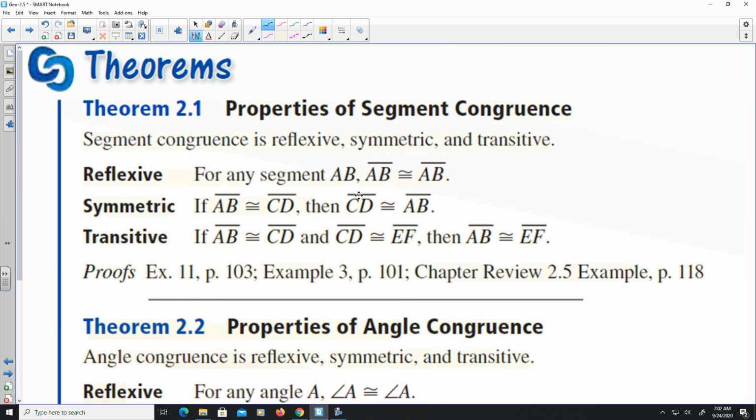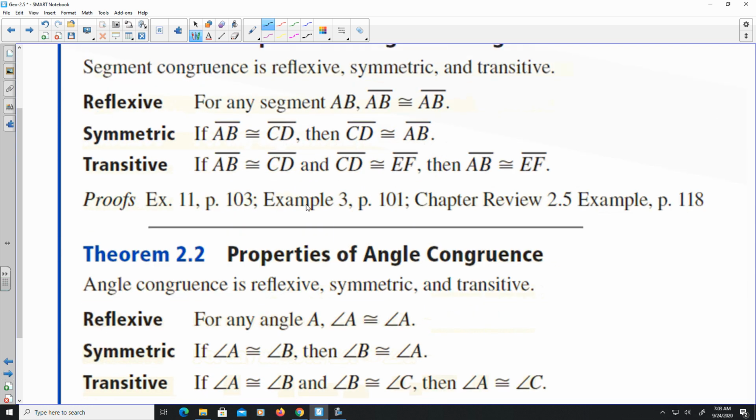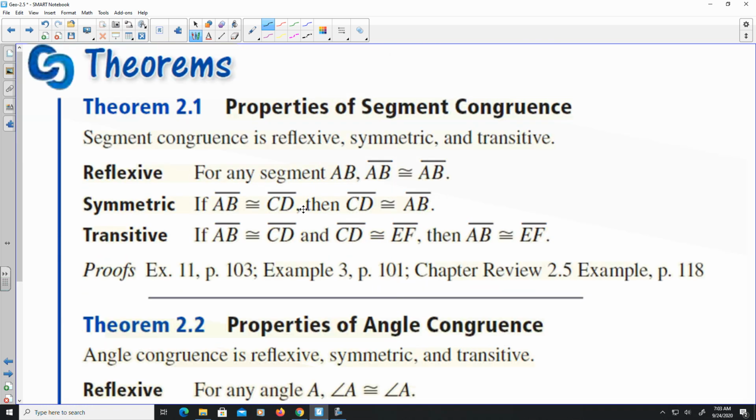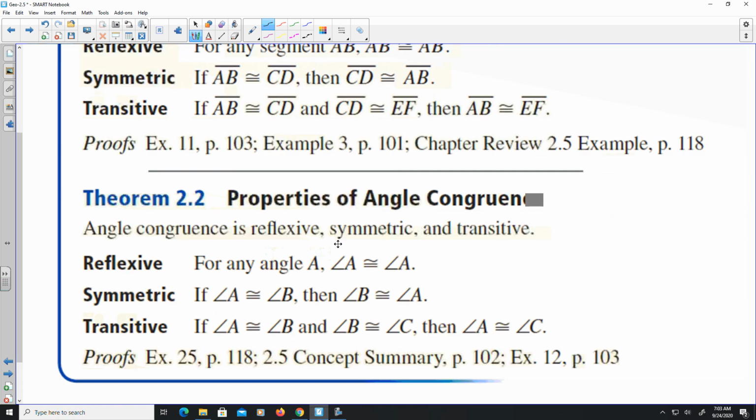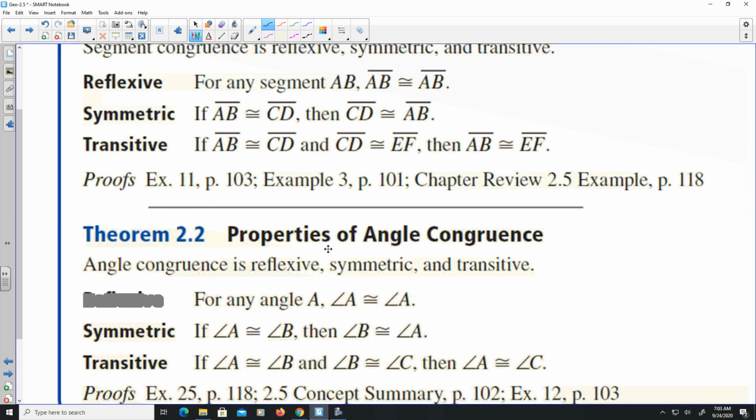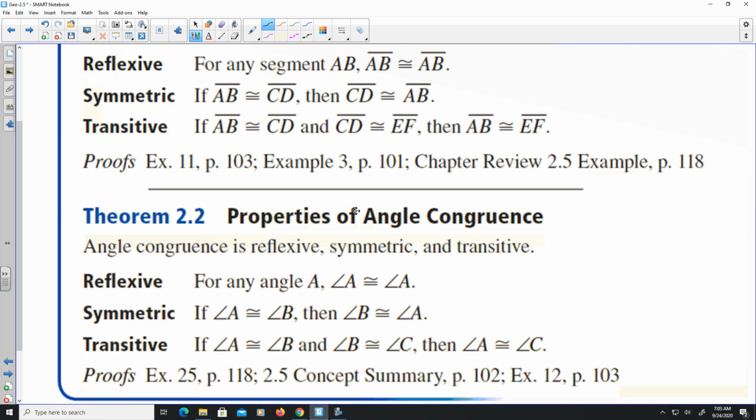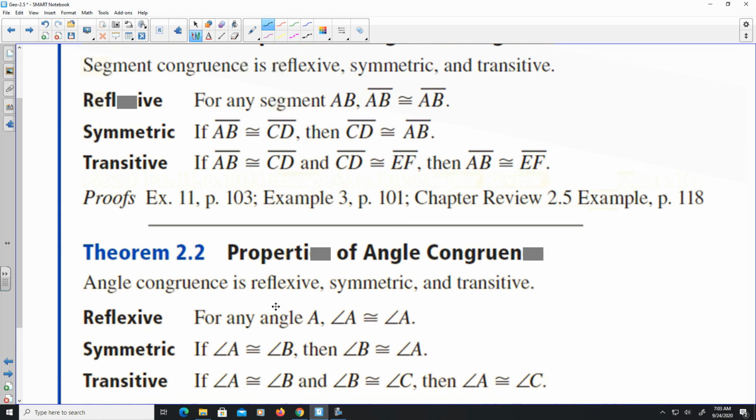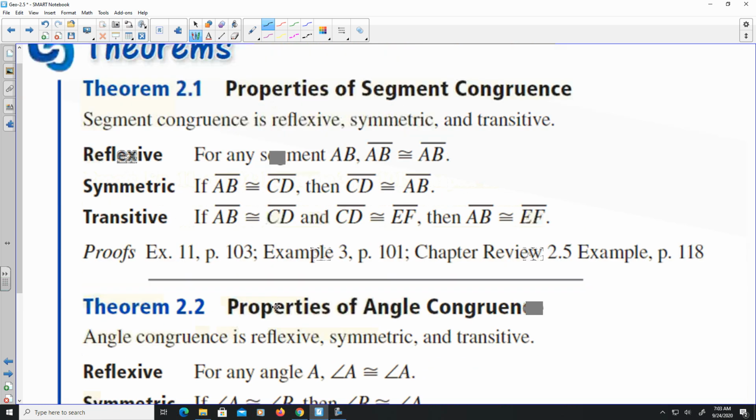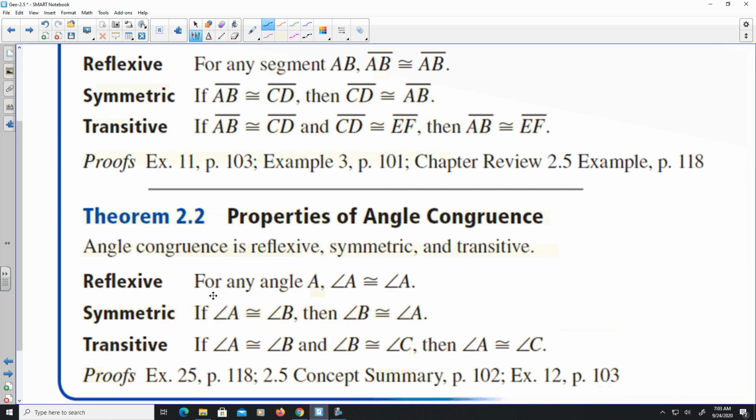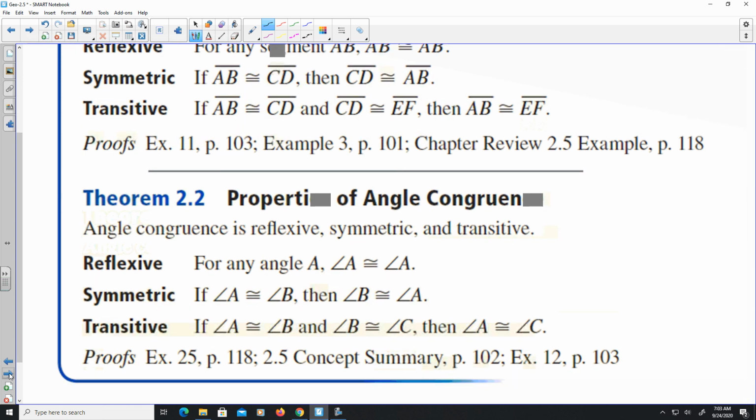What we have here is basically just a series of properties of segment congruencies and properties of angle congruencies. And we kind of touched on them a little bit when we talked about reflexive, symmetric, and transitive. They're pretty straightforward. You can find them on page 101 in your text if you don't want to write them out. So they are there in those pages. And again, we kind of touched on those in an earlier section.